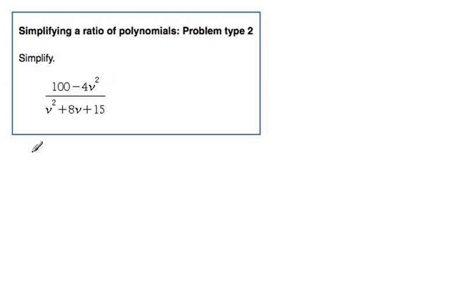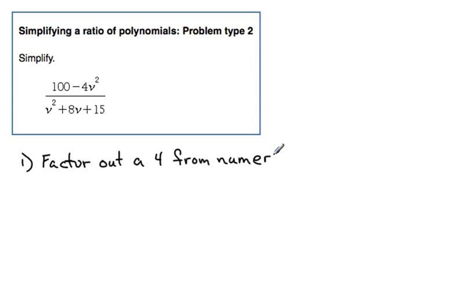Okay, so the first thing we'll do here is we will factor out a 4 from the numerator. All right, notice that 100 and 4 are definitely both divisible by 4, so we'll factor out a 4.